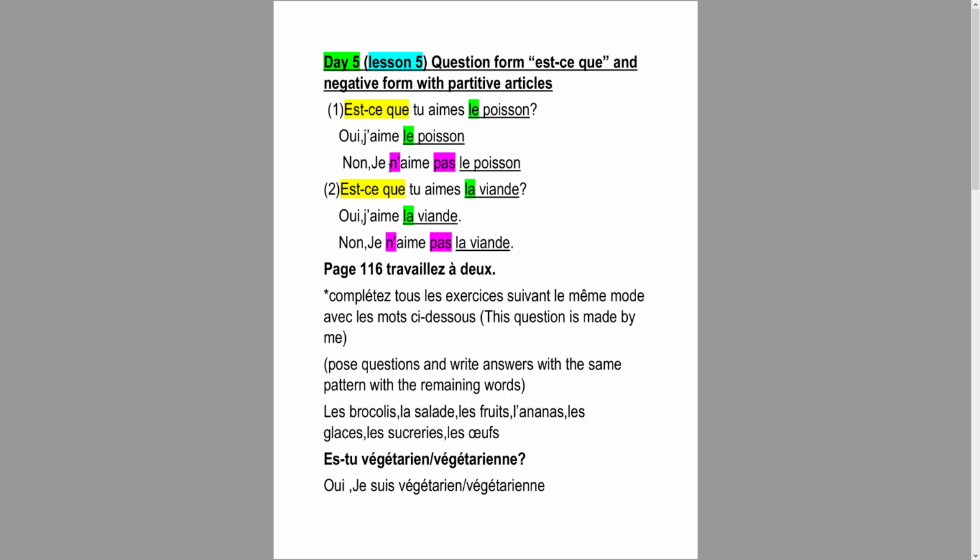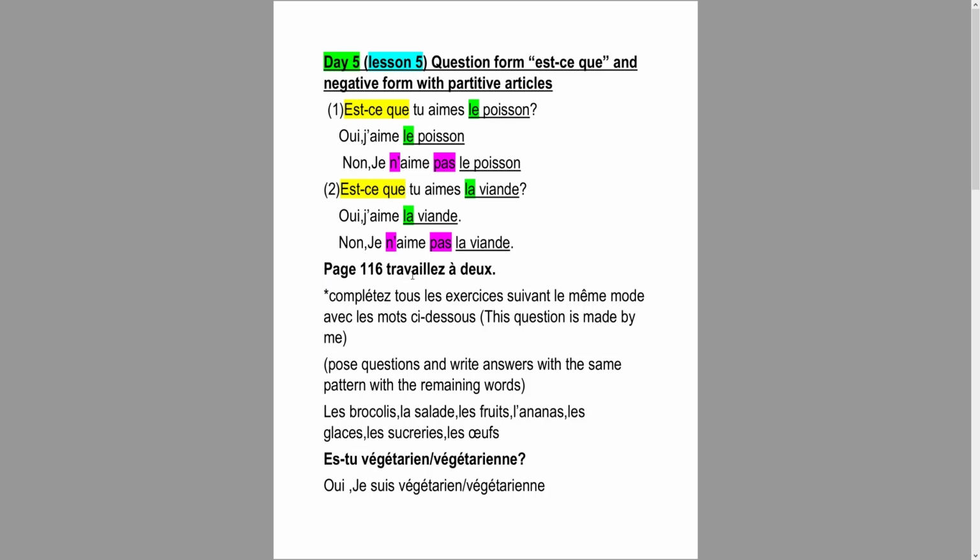French language is a very logical language. If you think logically, it's easy. Let's look at the second question. Est-ce que tu aimes la viande? Do you like meat? Oui, j'aime la viande. Yes, I like meat. Non, je n'aime pas la viande. No, I don't like meat.